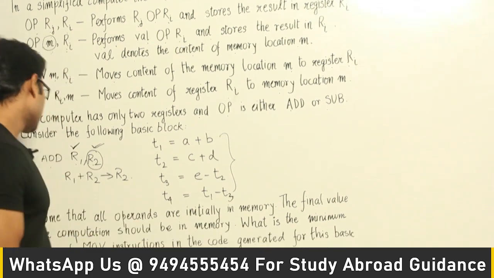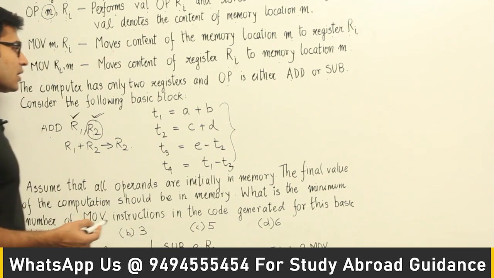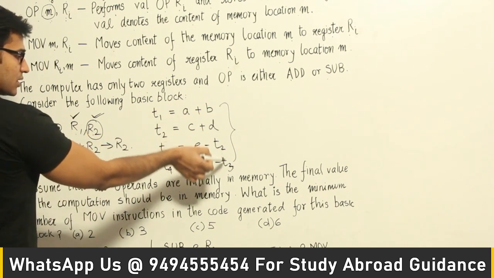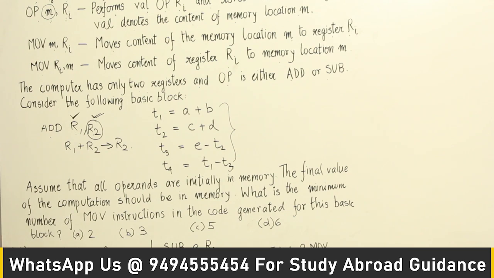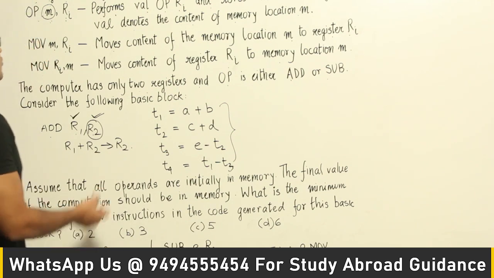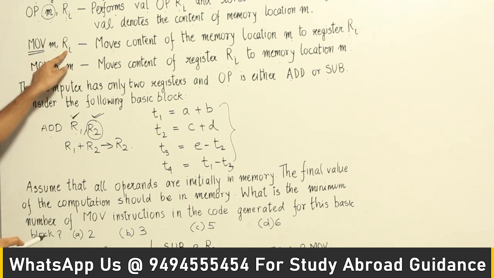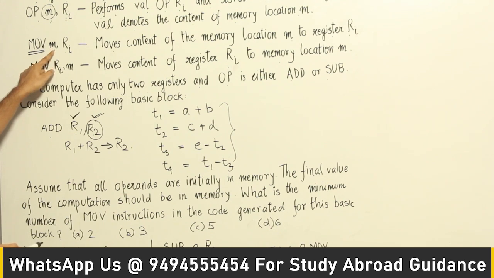Then what is the minimum number of move instructions in the code generated for this basic block? If you are going to write the code for this basic block, what is the minimum number of move instructions? That is what they are asking. And options are given as 2, 3, 5, 6. Now when I write move m comma ri, it loads the value of this memory location into the register ri. If I write move ri comma m, it stores the value present in ri into memory location m. So load and store.